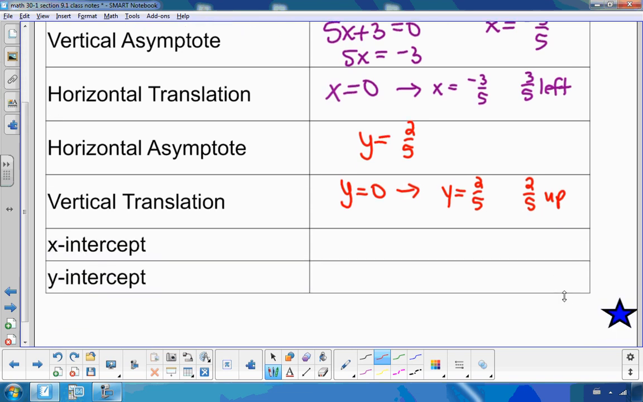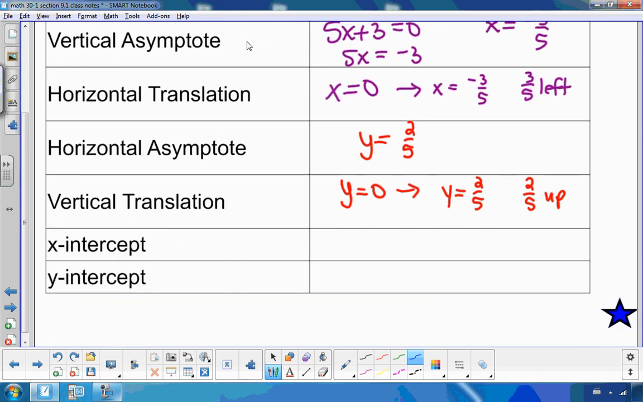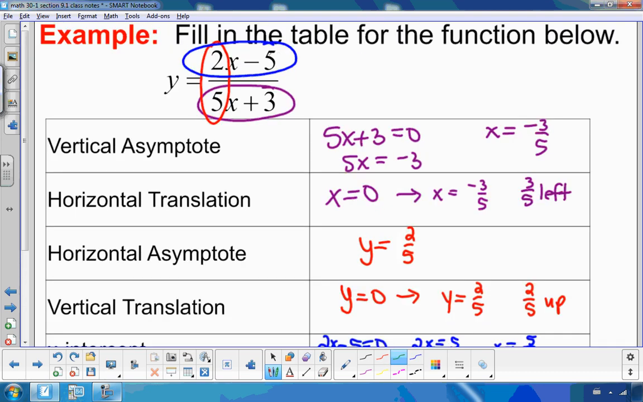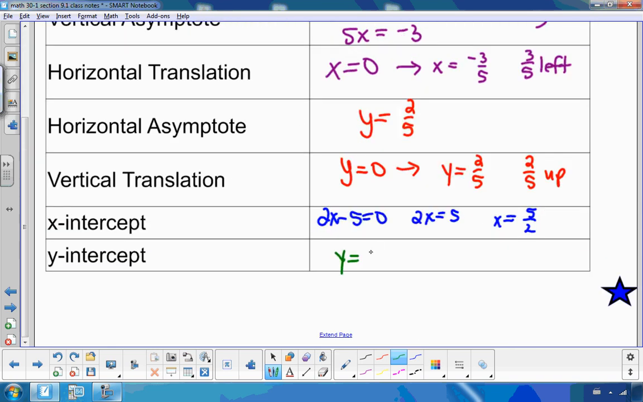Okay, let's talk about x and y intercepts. X-intercepts are found by making the numerator equal to 0 right here. So 2x minus 5 equal to 0, which means 2x equals 5, which means x equals 5/2 as the x-intercept. And the last one that I have to do is my y-intercept, and that is the ones up and down, because it's y, that don't have an x value, negative 5/3. So y-intercept of negative 5/3.